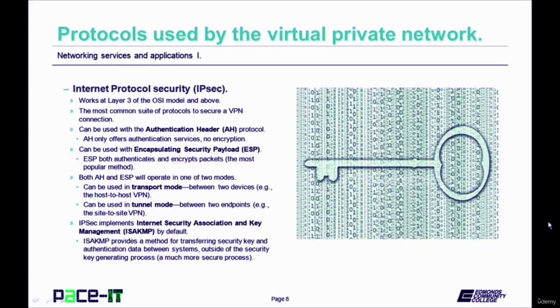Both AH and ESP will operate in one of two modes. The first mode is transport mode, that is between two devices, as in a host-to-host VPN. Or they can be used in tunnel mode, which is between two endpoints, as in a site-to-site VPN. IPsec implements Internet Security Association and Key Management Protocol, ISAKMP, by default. ISAKMP provides a method for transferring security key and authentication data between systems outside of the security key generating process. It is a much more secure process.